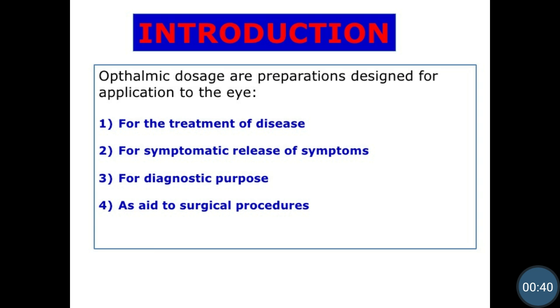So what are the purposes of use of these ophthalmic preparations? First one is they are used for the treatment of diseases of the eyes. They are used for the treatment of different diseases of the eyes, like dry eyes, conjunctivitis, color blindness, glaucoma, cataract. These are the different diseases of the eyes, and drugs like antibacterial, antifungal, antiviral, and anti-inflammatory drugs are used to treat them.